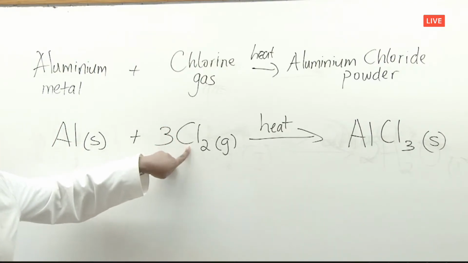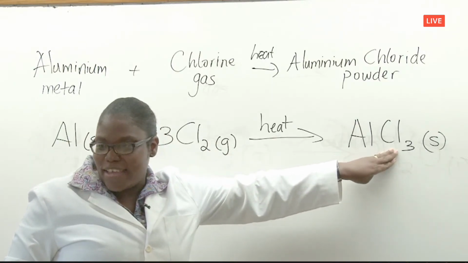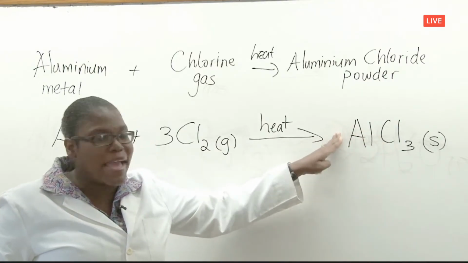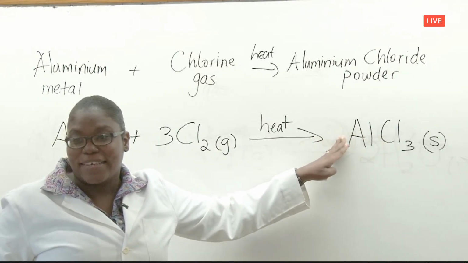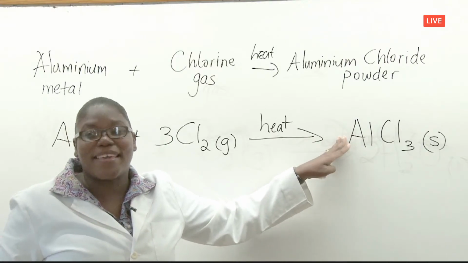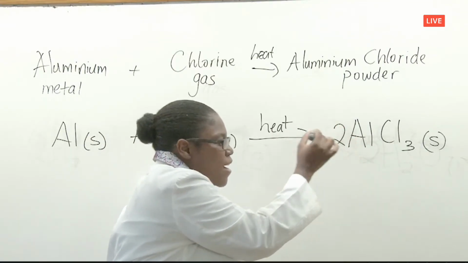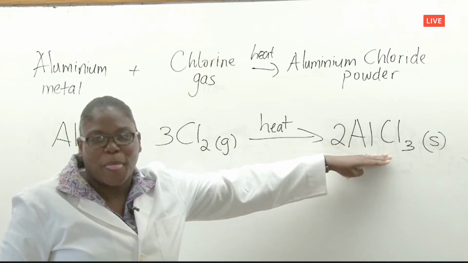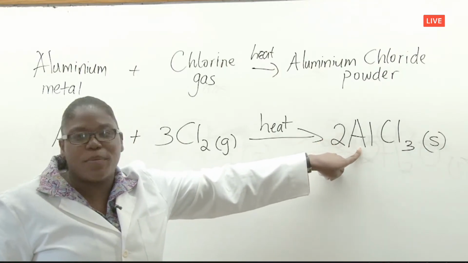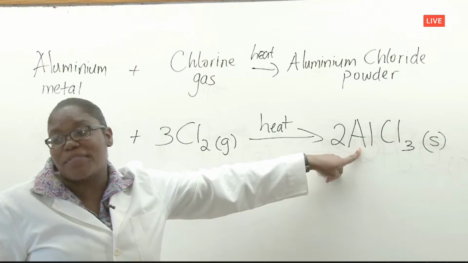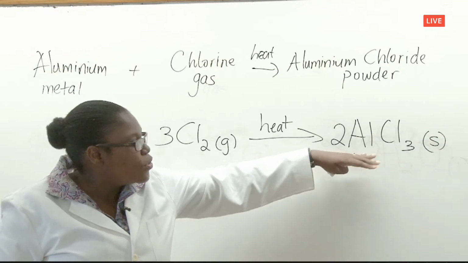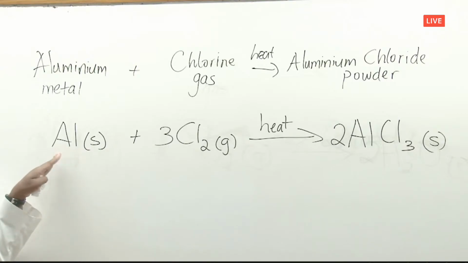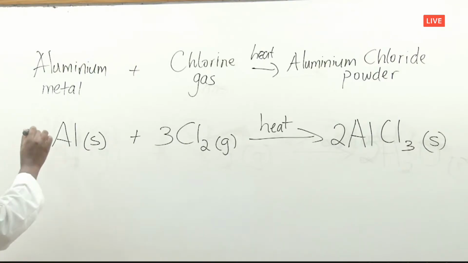So 3 times 2 is 6. Can I make this 3 become a 6 by multiplying it by a number? Oh, yes. Because 2 times 3 is 6. So I can place a 2 here. So now I have 6 chlorines and 6 chlorines. But I changed the number of aluminums. How many aluminums do I have now? 2. So I have 2 aluminums here. So what would I need to do? Put a 2 here to balance everybody.